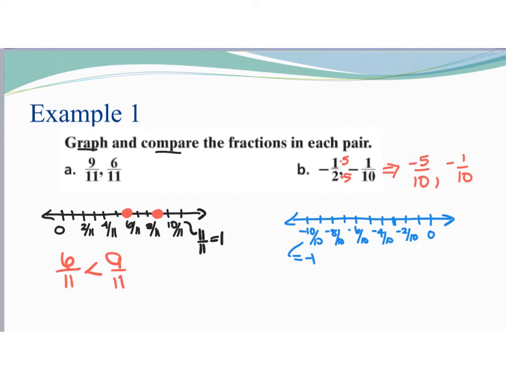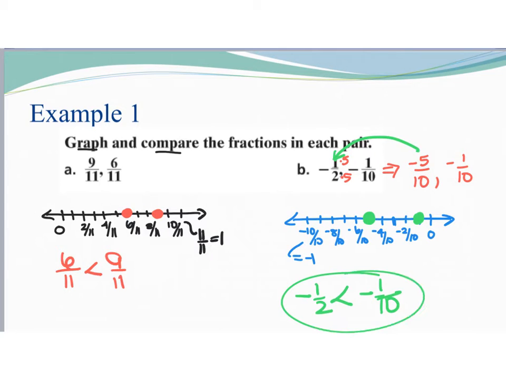So I'm going to go ahead and plot a -5/10. So a -5/10 is going to fall right here, and a -1/10 is going to fall right here, closer to 0. Based upon this, I can see that -5/10 is farther to the left, which means it's smaller than my -1/10. So if I want to compare these, I'm going to say that -5/10, which was really this -1/2, is less than a -1/10. And this is my final answer.